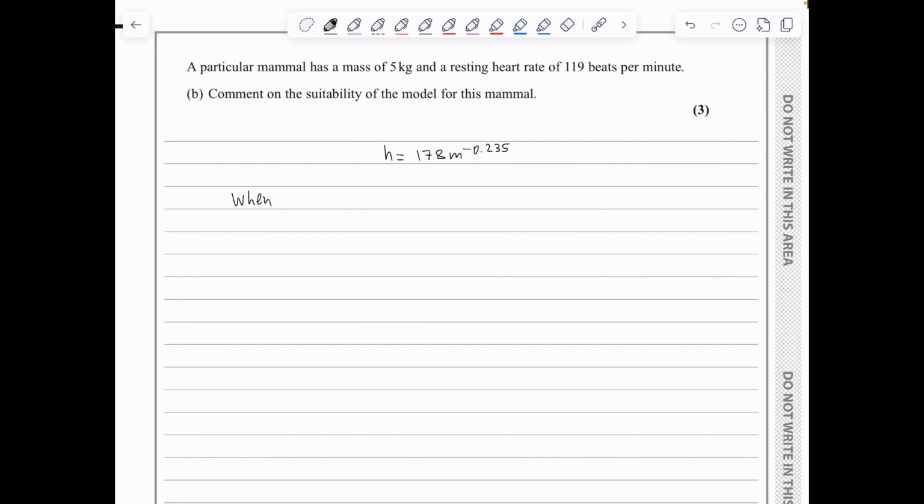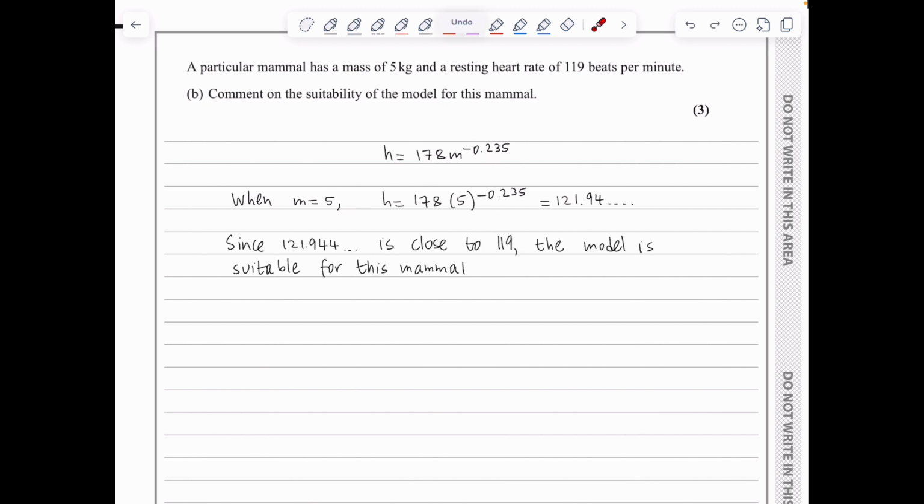So when the mass M is 5, then H is 178 times 5 to the minus 0.235. When evaluated on the calculator, gives an answer of 121.94 ... which is the resting heart rate predicted by the model. The actual resting heart rate is 119. Now 119 and 122 are quite close, and therefore we conclude that the model is suitable for this mammal.